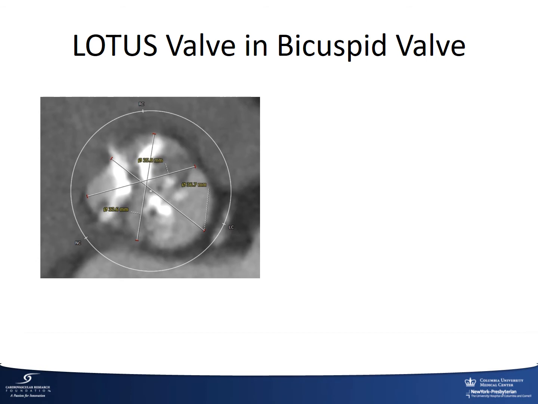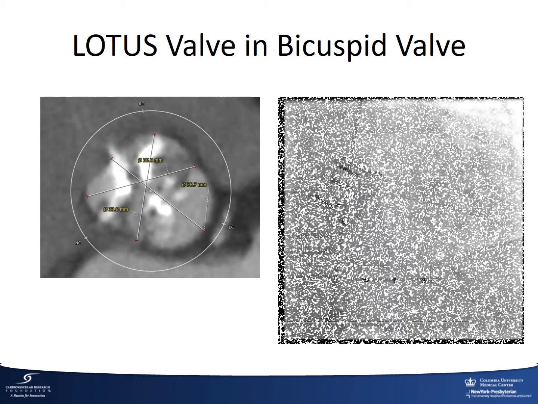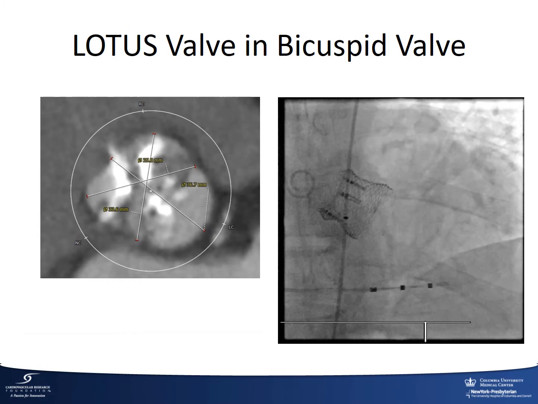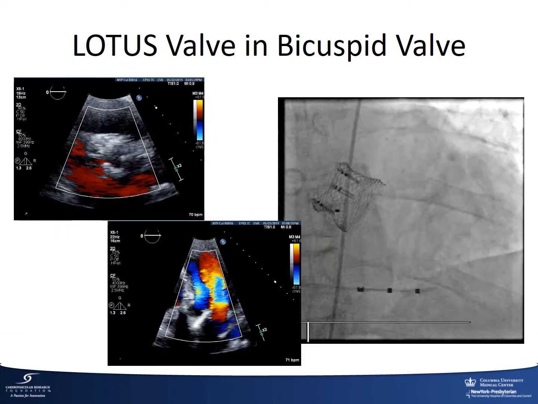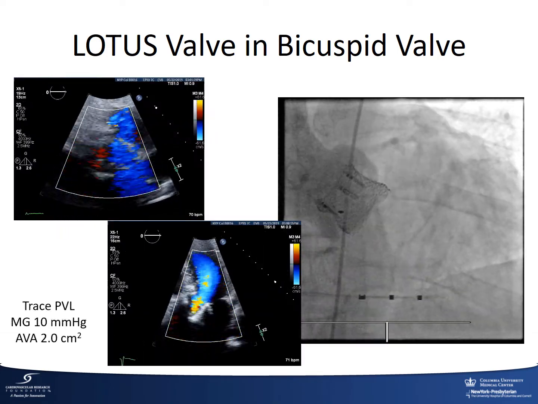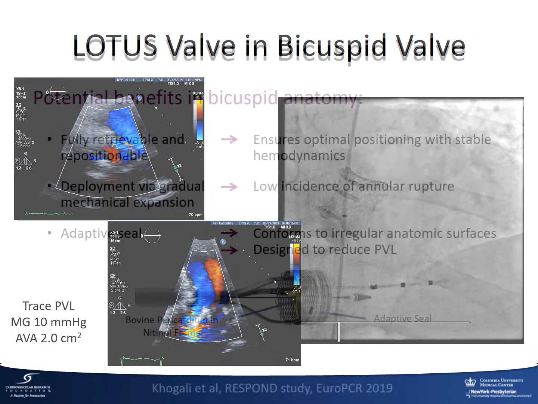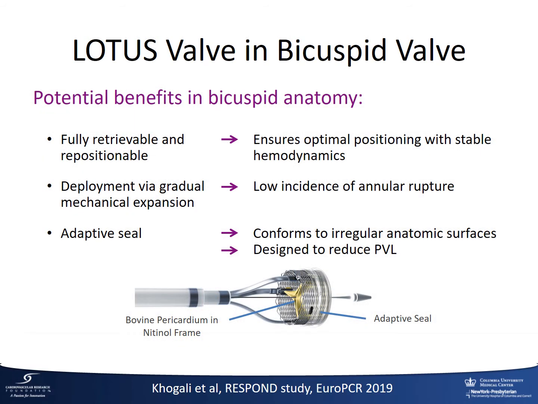There's been a lot of talk about the potential benefits of LOTUS in bicuspid valves. And you see here again a case example of a type 1 bicuspid, heavily calcified raphe with a lot of calcium. And you see the acute result here is very good and with minimal AR. On echo, we had trace PVL, a mean gradient of 10 with this 27 millimeter LOTUS, and a valve area of 2. Some of the advantages of LOTUS in bicuspid valve is that it's fully retrievable and repositionable, which may allow you to reposition and ensure a seal.